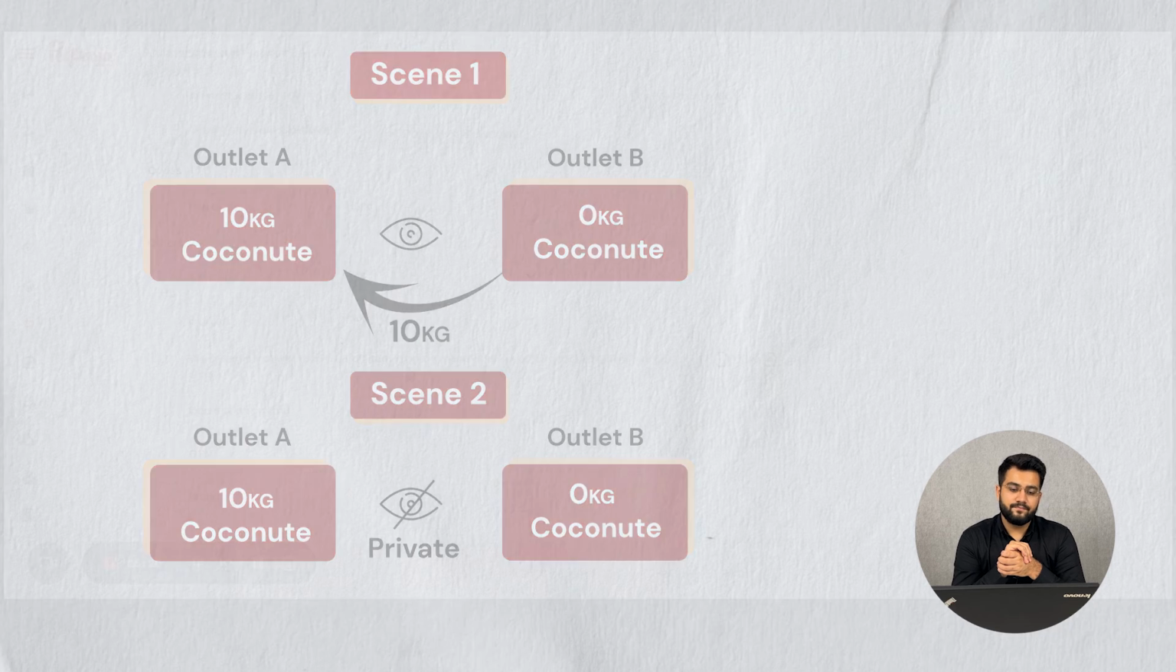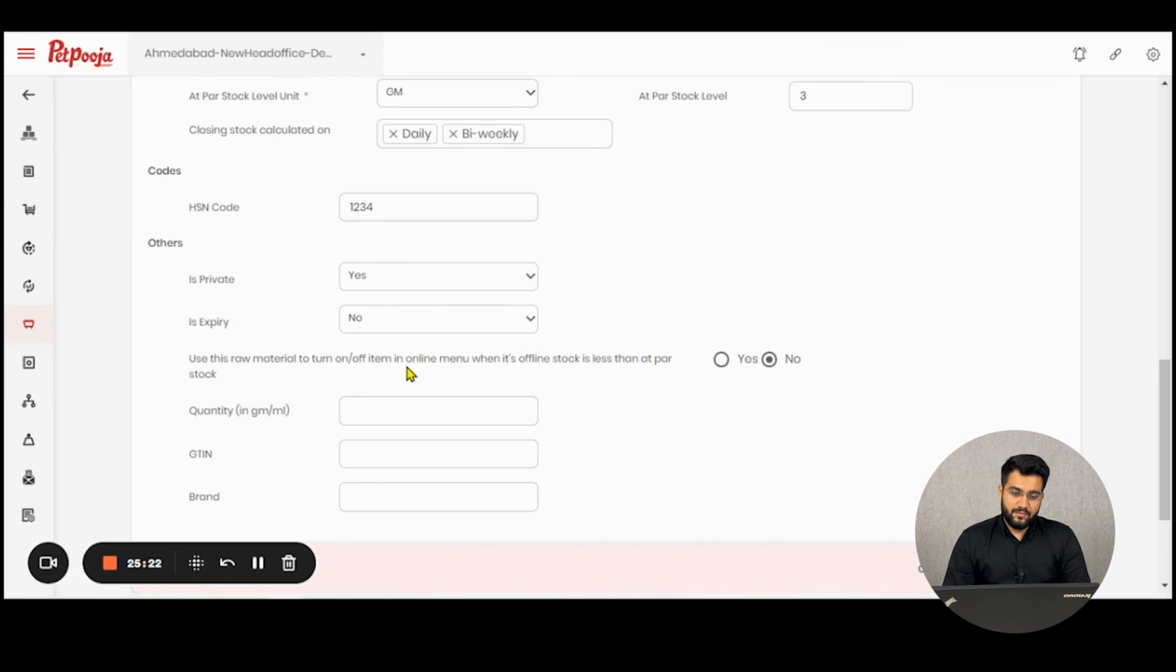The second option is expiry. We use several kinds of raw materials, be it plastic boxes, packaging boxes, and the ingredients. In some cases, there are goods which are not perishable in nature, such as our disposable plastic boxes. So, whether the raw material is able to expire or not, you can select it here.